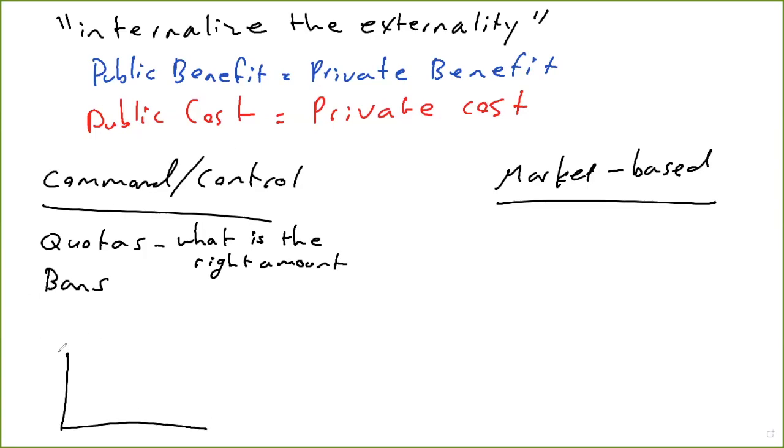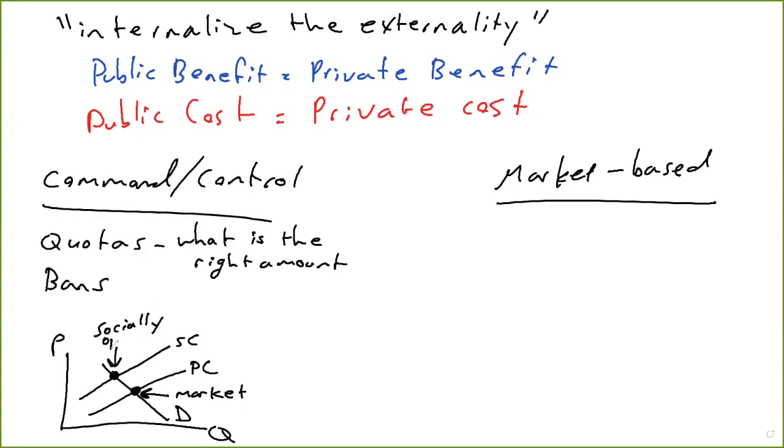Let's reference our graph real quick. We've got demand and private cost and social cost. So this is where the market will take us. We want this point, which is the socially optimum. Well, how do you find this point? It's not real obvious what that point is. So establishing a quota, a correct quota, can be pretty difficult.